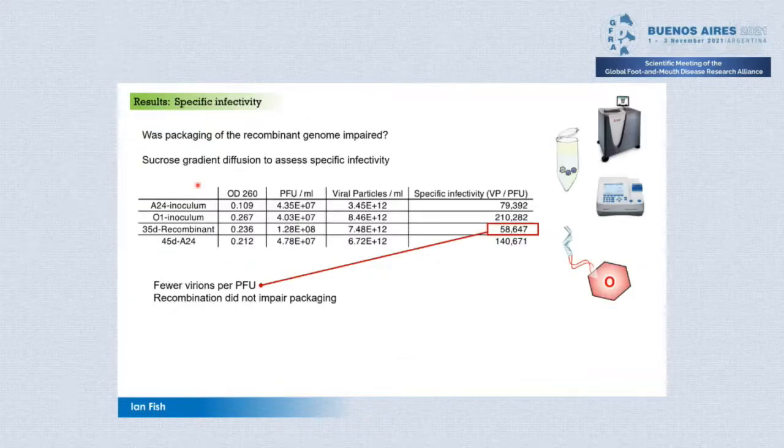The last assay we did was to run a sucrose gradient to get an idea of whether packaging of this recombinant genome might be impaired. And because we found a lower viral particle to PFU ratio, we concluded that packaging of this chimeric half A, half O genome into a regular old O capsid was probably not an issue at all.